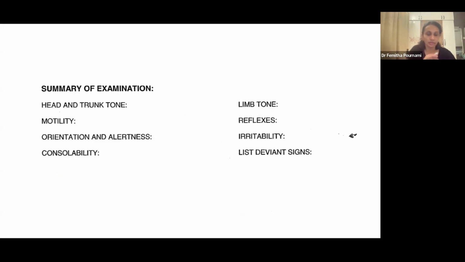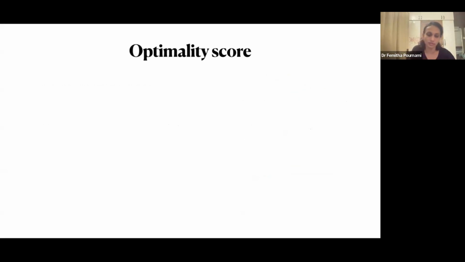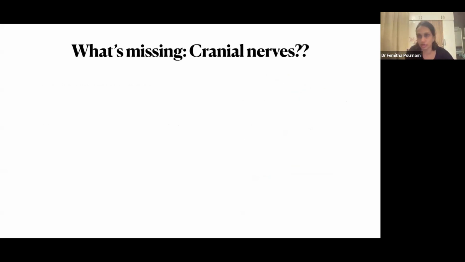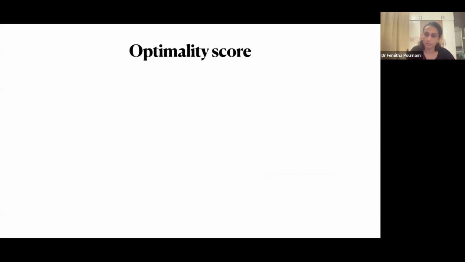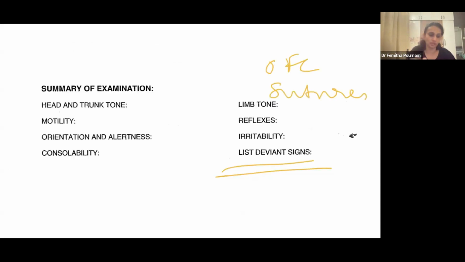There is a summary which is right at the bottom of the HNNE scoring form. You have the ability to write in text what you feel, like you can write the deviant signs. You can actually write other things that might not be there in the HNNE. You have to, of course, always see the OFC. You have to look at sutures. They're all part of the CNS examination. And there's one large thing which is actually missing, which is the cranial nerves. Cranial nerves I'm not discussing because it's not part of the HNNE.